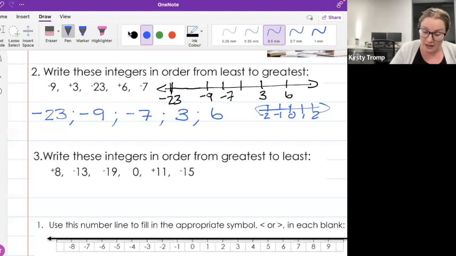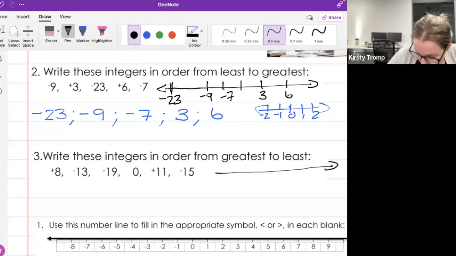So again, I like to do my number line, because number lines help me. I think number lines are really, really helpful. So here's my number line. I'm going to put 0 in, and look at that, they gave me 0 as one of the numbers. That's great. My first number is 8. I know the number 8 is on the right of the 0. So there's 8. The next number is negative 13.